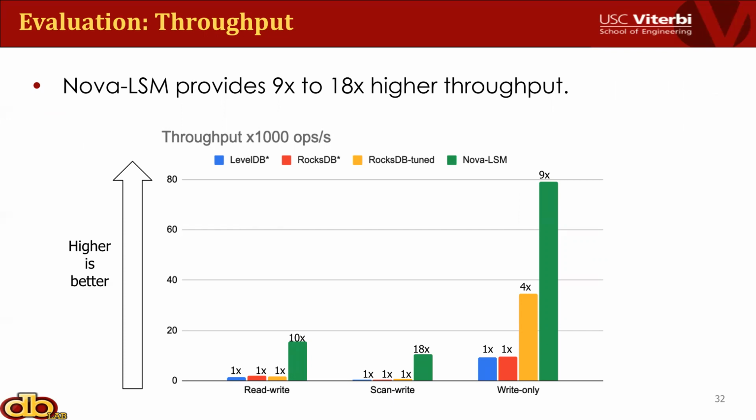Nova-LSM achieves 9x to 18x higher throughput because it writes less data to disk and harnesses the bandwidth of all 10 disks to minimize write stalls. RocksDB and LevelDB are based on the classical shared-nothing architecture. Nova-LSM shares the disk bandwidth of all 10 disks.